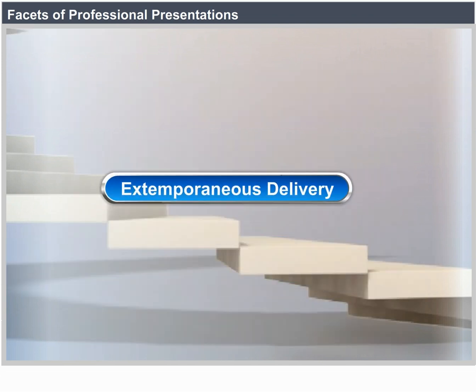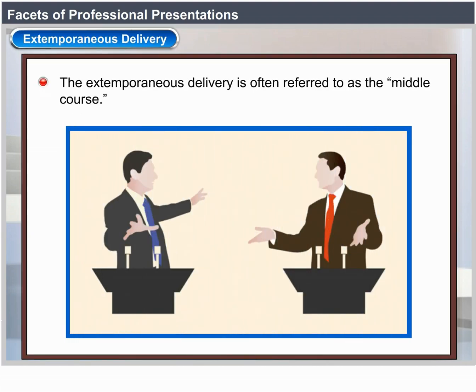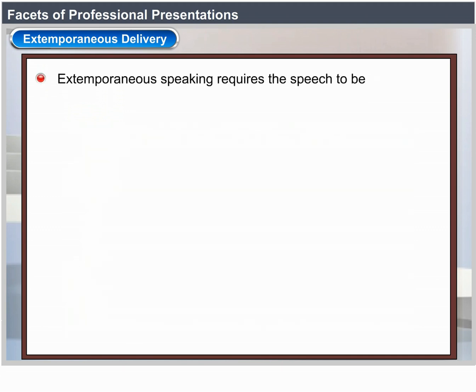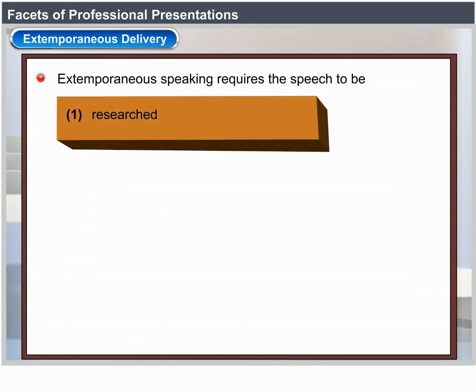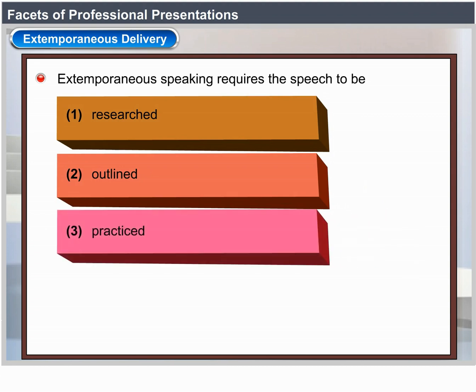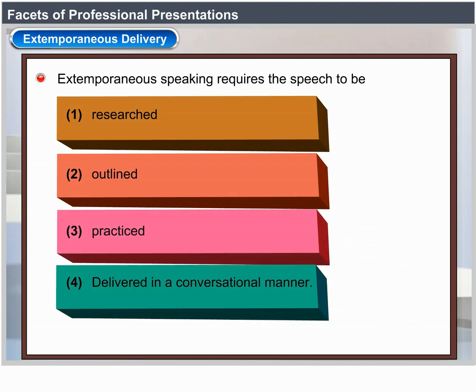Extemporaneous delivery. The extemporaneous delivery is often referred to as the middle course. This particular speech form is by far the most desirable of the 4 listed here. Extemporaneous speaking requires the speech to be 1. Researched, 2. Outlined, 3. Practiced, and 4. Delivered in a conversational manner.